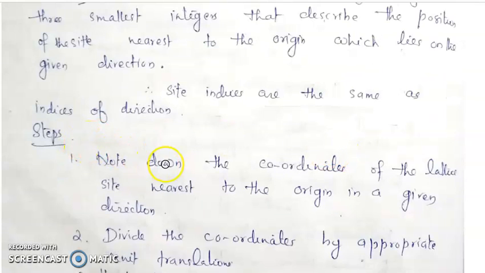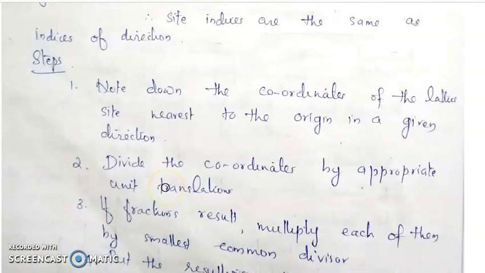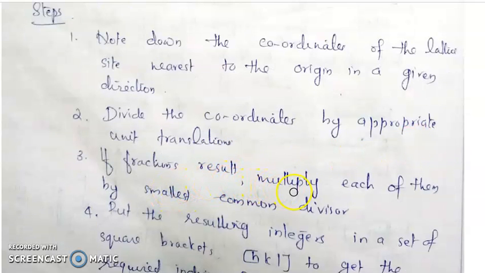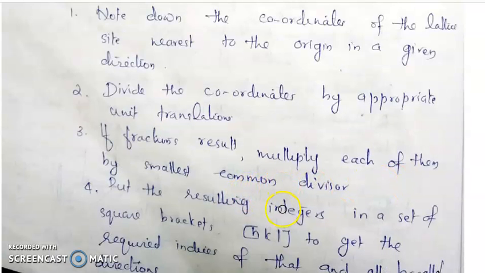Site indices are the same as indices of direction. So both will be the same because we have taken the same origin. Now the steps to find the indices of direction. First of all, note down the coordinates of the lattice site nearest to the origin in a given direction. Divide the coordinates by the appropriate unit translations. If fractions result, multiply each of them by the smallest common divisor.